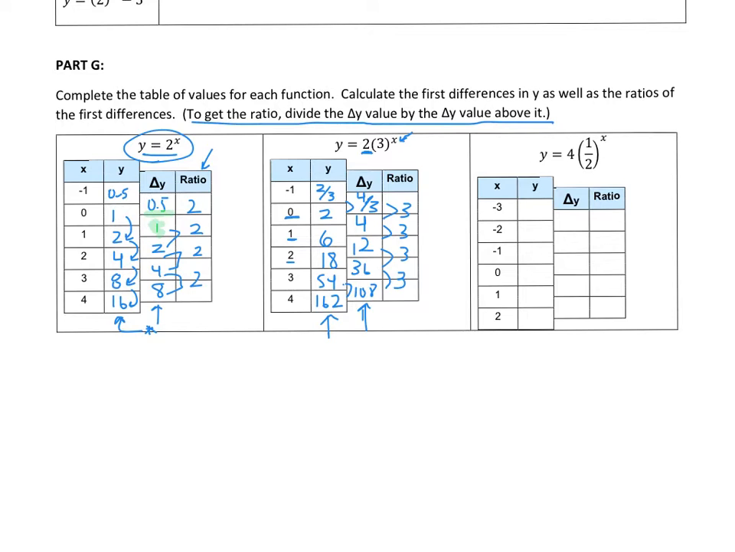So you should be noticing the constant ratio here was a 2. That might have something to do with the equation. The constant ratio here is a 3. That might have something to do with the equation.